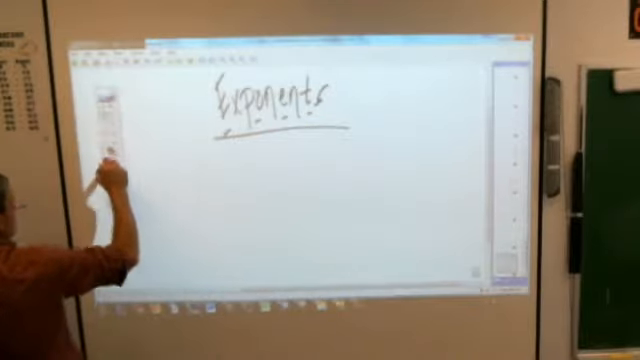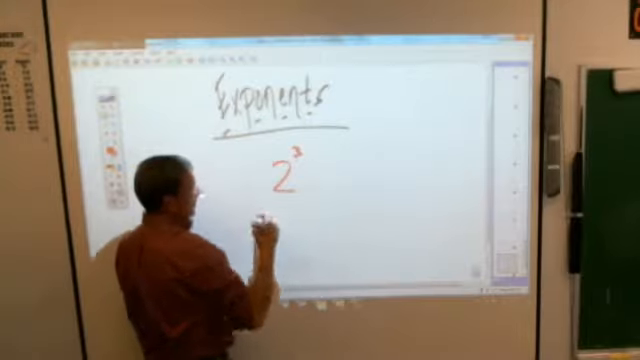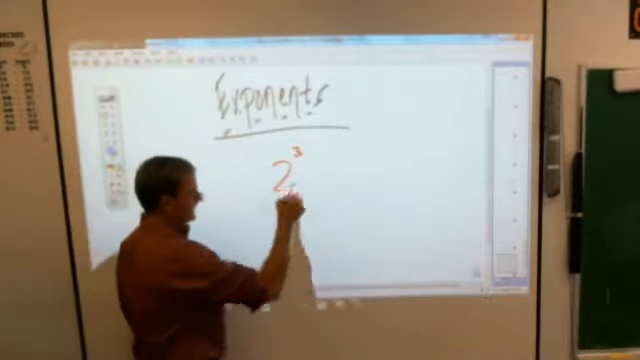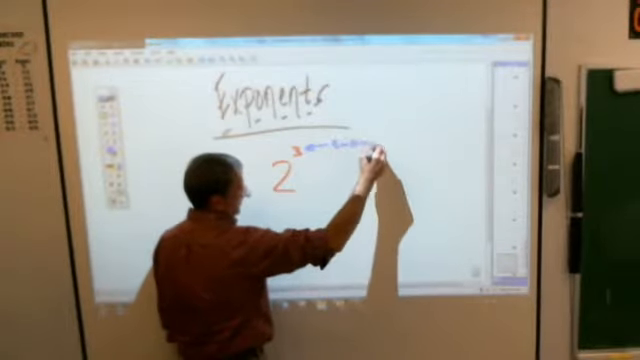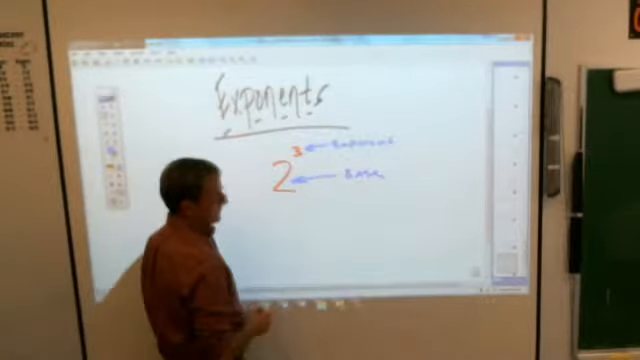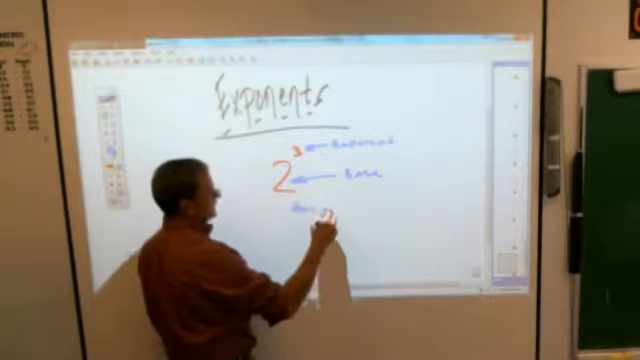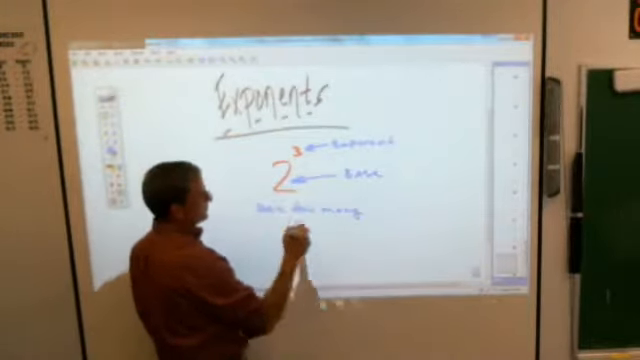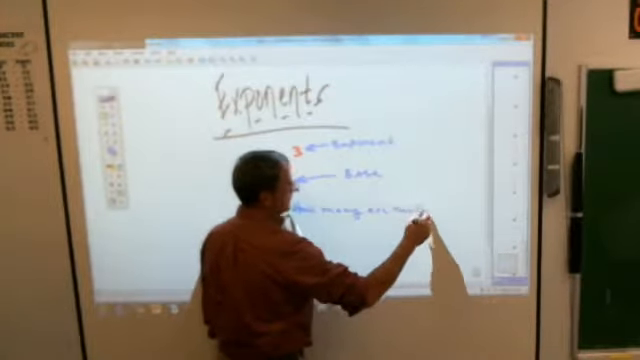As a very swift and handy reminder, if you have 2 to the 3rd power, please get it out of your mind that that is 6. It is not. This is the exponent. This is called the base. And the exponent tells you how many bases get multiplied together. Exponent equals how many bases are multiplied together.